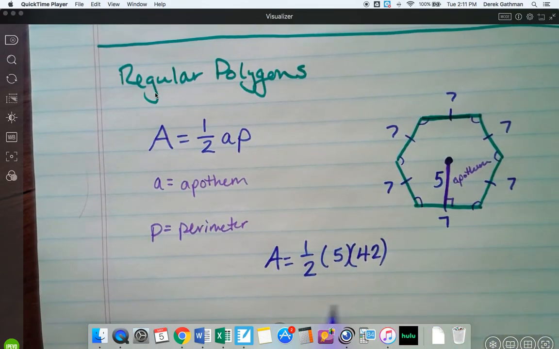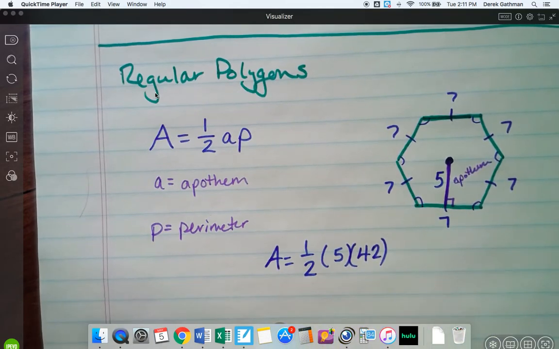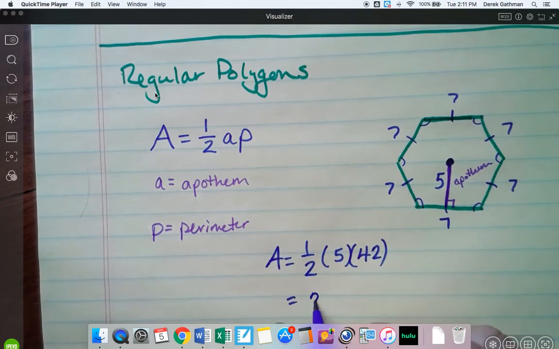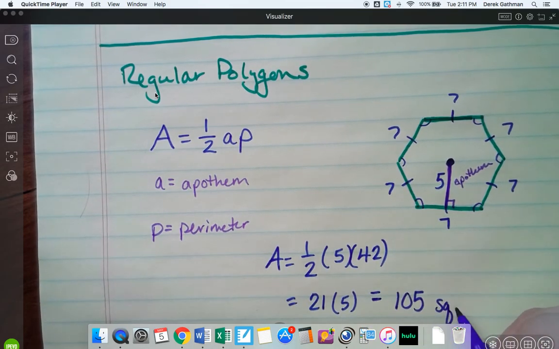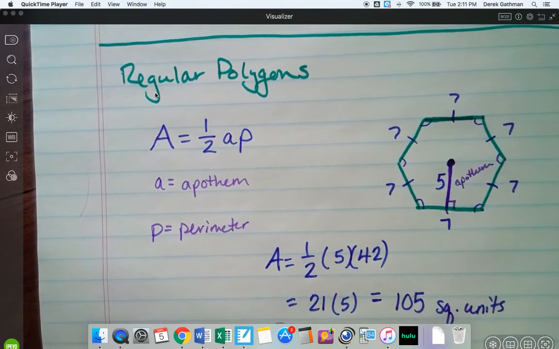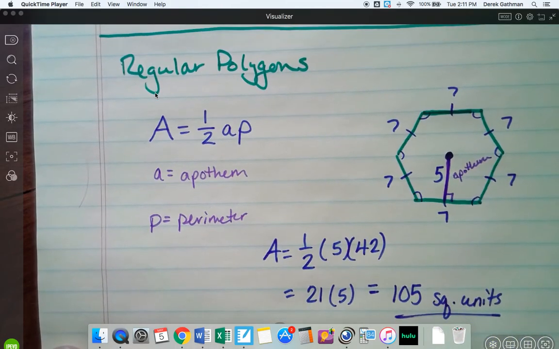So then I can go ahead and find the area of that regular hexagon. So 1/2 times 5 times 42. I would just say, okay, half of 42 is 21, and 21 times 5, so my area is going to equal 105 square units. And that is how I find the area of a regular polygon, using the apothem.